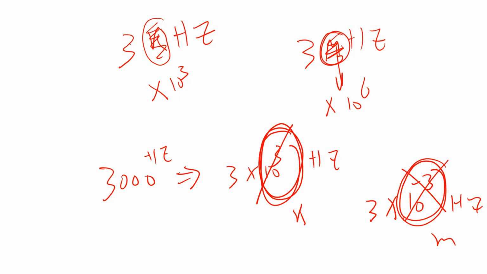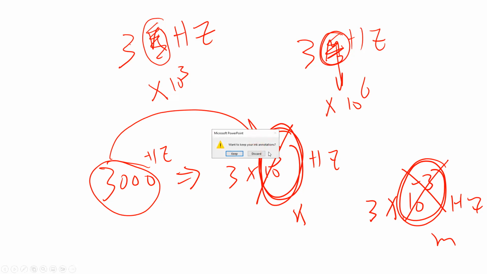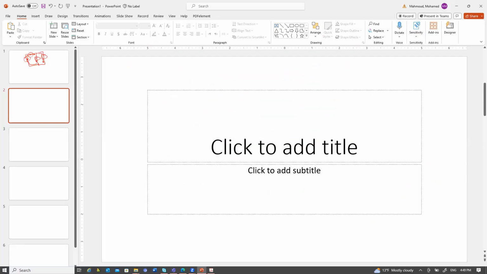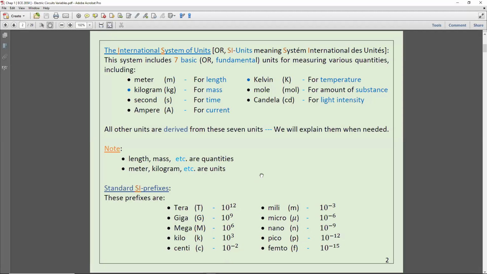So you need to know how you can convert from number to prefix, and also how you can do the opposite as well. I think this should be easy. If you need any help, just let me know, but this should be very easy. These are the prefixes we are going to use, the standard ones. You need to know them, okay? Tera, giga, mega, kilo.